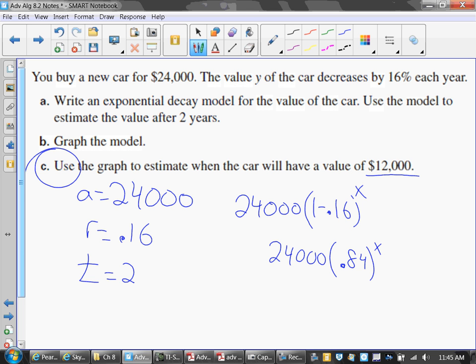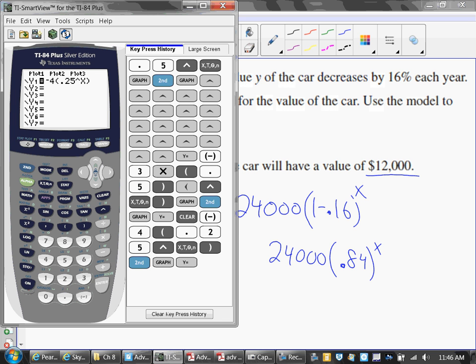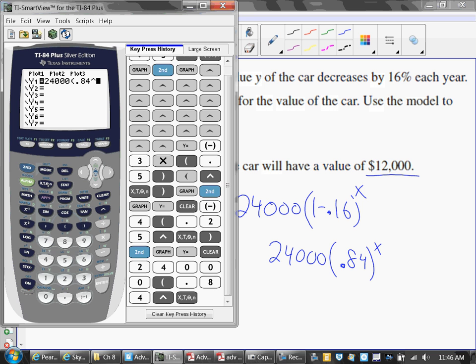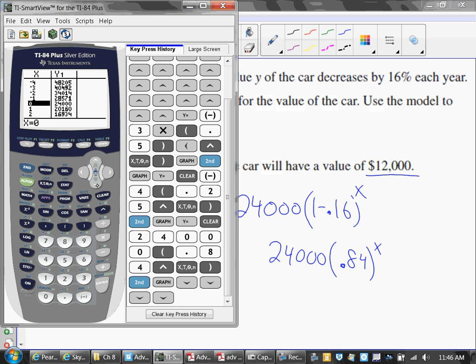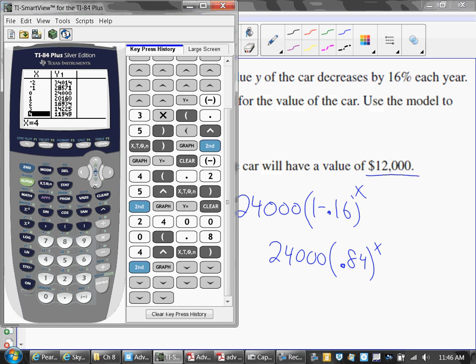What's that? Oh, did you say 3 and 4? I thought you said 13 and 14. That's why you guys are freaking out. Sorry about that. It was between 3 and 4 years. Yeah, between 3 and 4 years, it drops below that value.